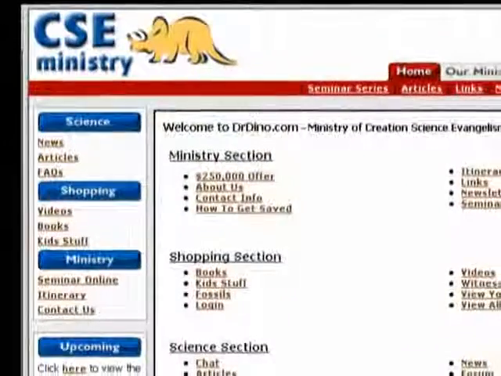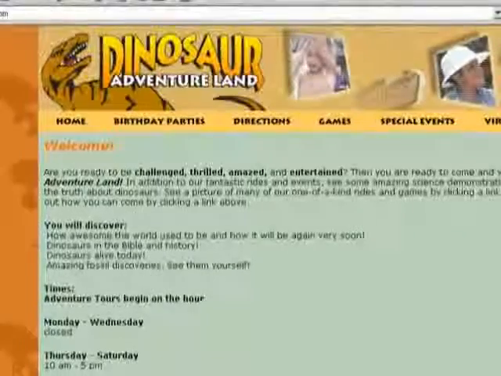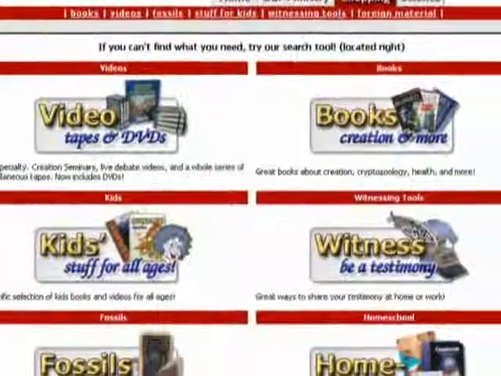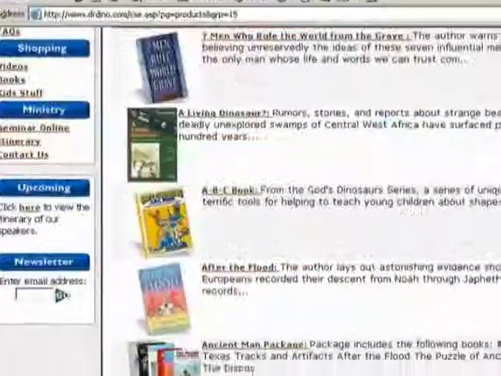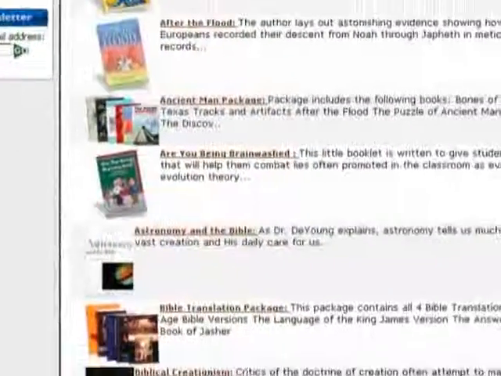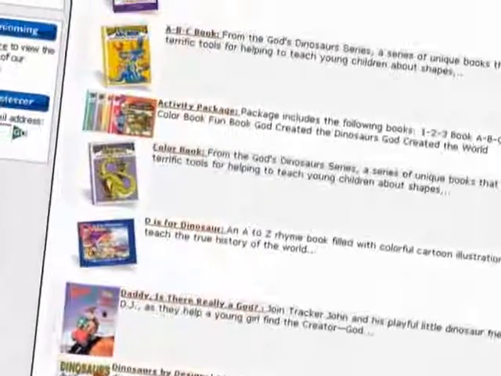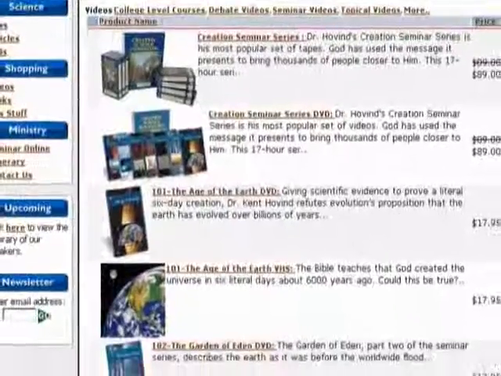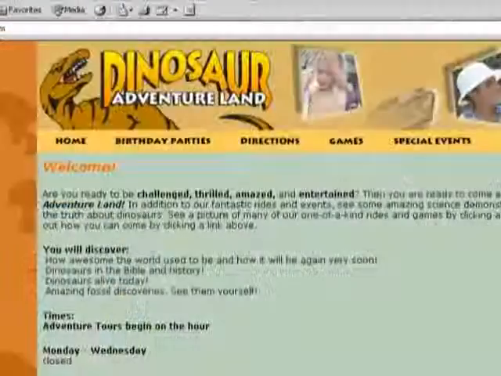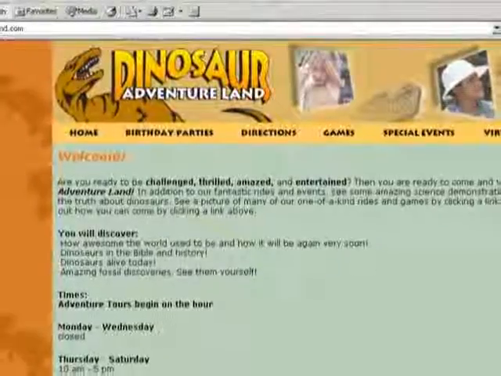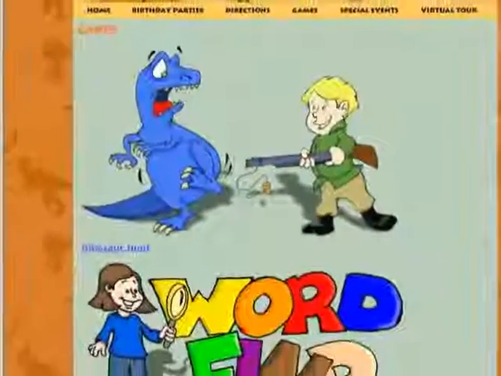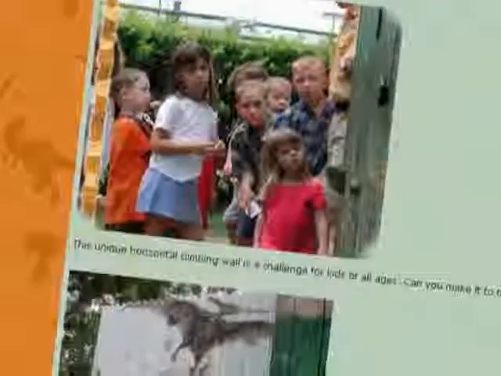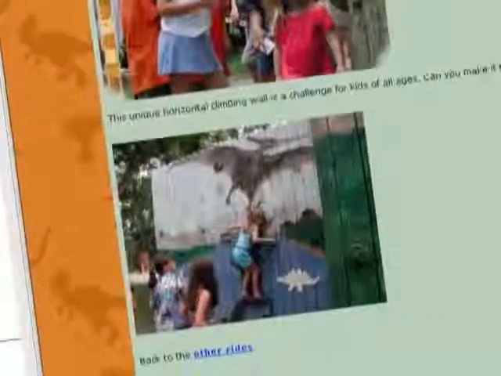Our two websites, www.drdino.com and www.dinosauradventureland.com, provide our second tool for evangelism. DrDino.com is packed with lots of information, from charts and graphs to articles and frequently asked questions. This is also where you will find more information on all of the products CSE has to offer. DinosaurAdventureland.com is great for the kids. They can play lots of fun games and see unusual rides and activities located at Dinosaur Adventureland in Pensacola, Florida. Thousands visit our sites regularly to gain insight into God's creation.